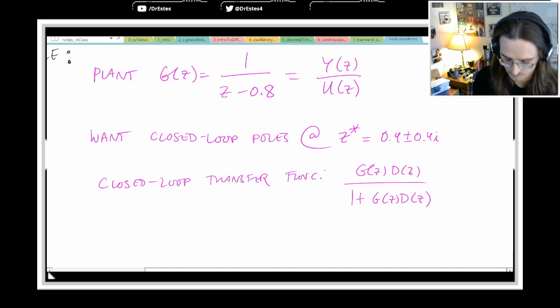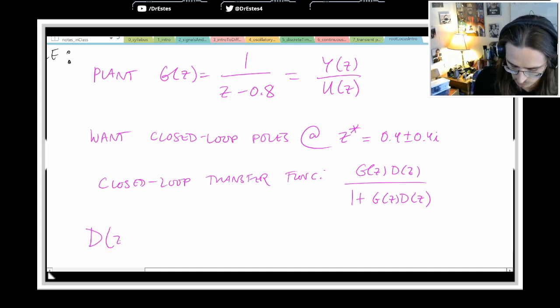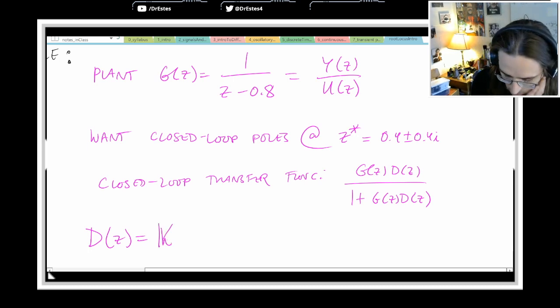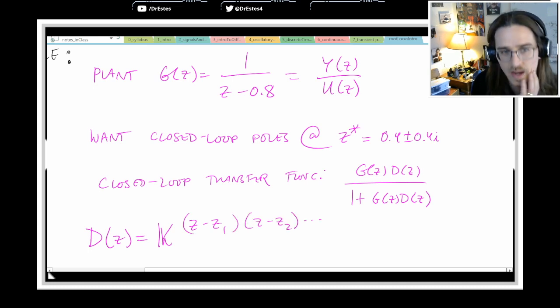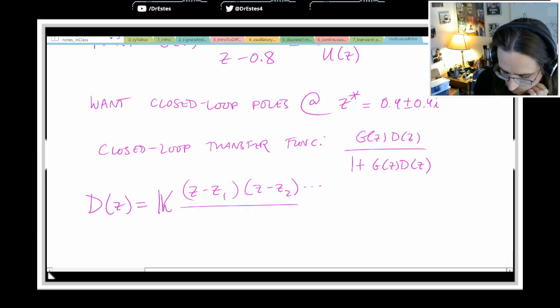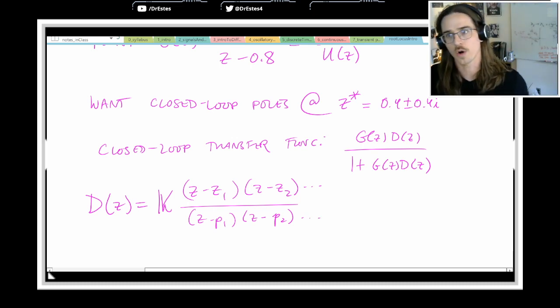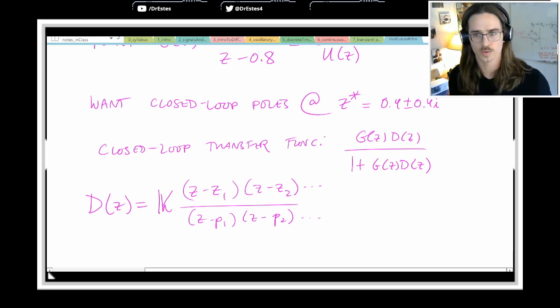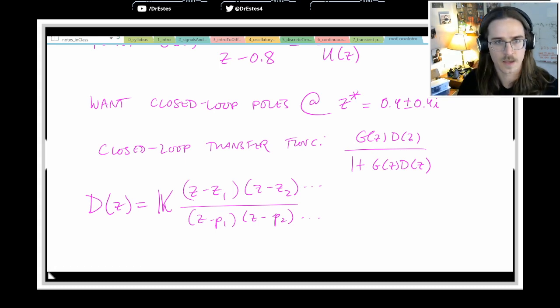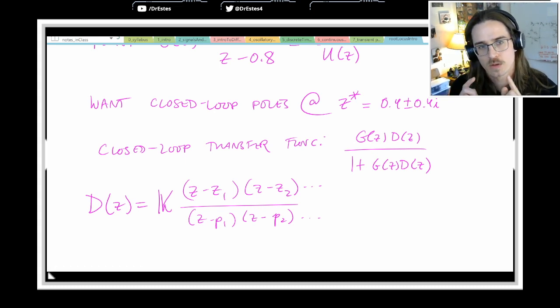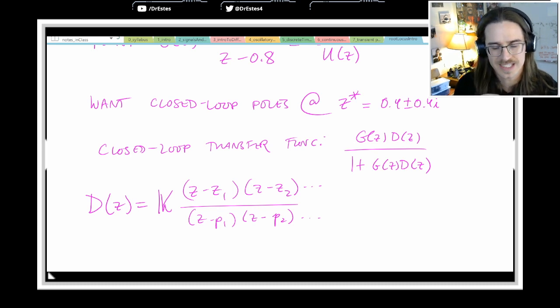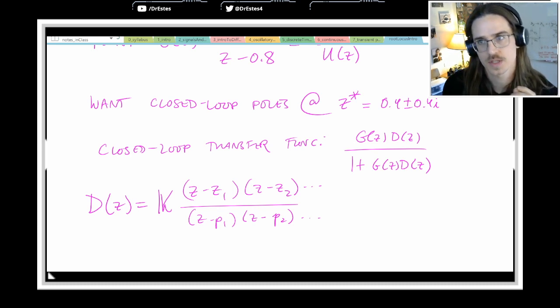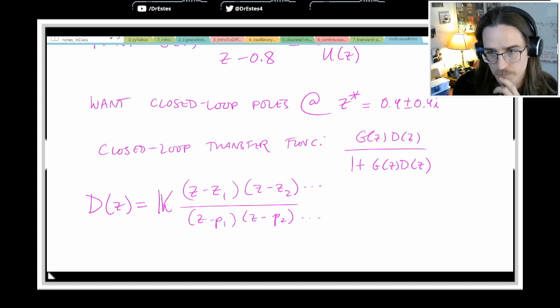So the controller, we're going to assume it's of this form: some gain times (z minus z1)(z minus z2). I'm not saying we'll have this many zeros, but this is just the general form. This is just your starting point for the root locus, and we're going to have some poles. I don't know how many poles or zeros yet. We'll just start here. So the first thing we want to do is design D of z so that we satisfy the angle criterion.